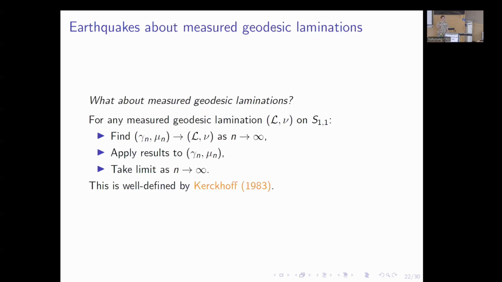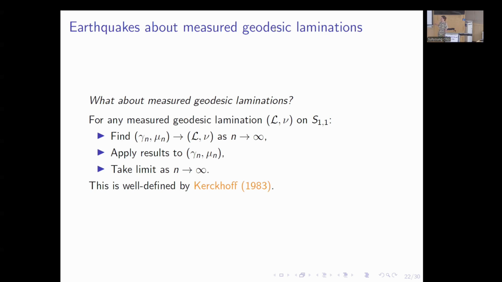Okay, what about measured geodesic laminations? So for any measured geodesic lamination, what we need to do is find a sequence of simple closed curves and measures that converges to this lamination, and we know that this exists because it's dense. We can then apply the results to this sequence and then try to take the limit as n goes to infinity to get the earthquake about the lamination.